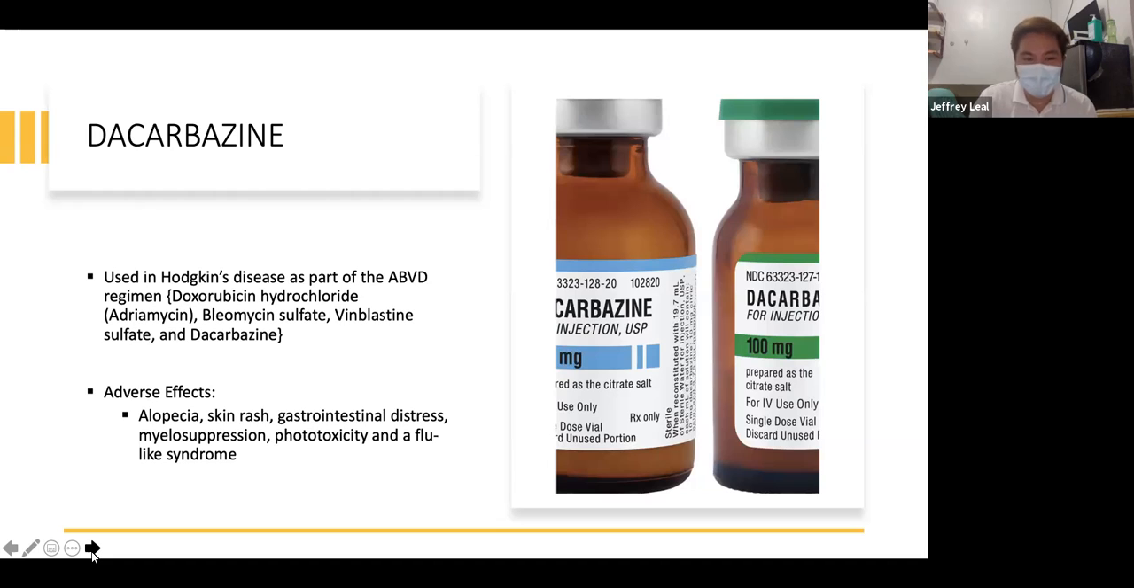Also dacarbazine, which is used also in Hodgkin's disease, as part of your ABVD regimen. Your ABVD would include your adriamycin or the doxorubicin, bleomycin, vinblastine, and dacarbazine. Adverse effects of your dacarbazine would include alopecia, skin rash, GI irritation, GI distress, myelosuppression, and phototoxicity and flu-like syndrome.